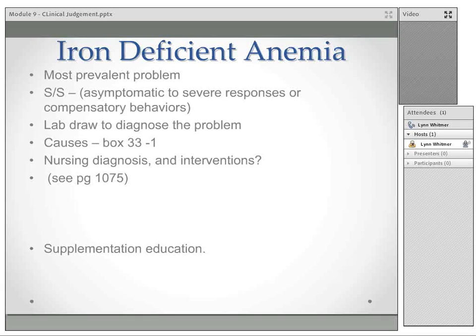Some of the signs and symptoms, again, are asymptomatic or very severe, depending on what the situation is, how severe the problem is, and what the compensatory reactions or behaviors are that these kiddos have. Their bodies learn to compensate for the problem. The way we diagnose it, of course, is through a lab draw.